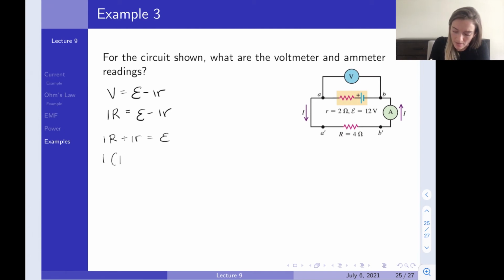And now I can factor out an I. I have capital R plus little r. And then I can divide both sides by capital R plus little r, and I get this equation. So now I have everything here, right?